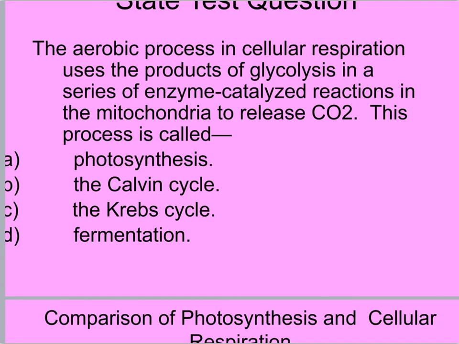The aerobic process in cellular respiration uses the products of glycolysis in a series of enzyme-catalyzed reactions in the mitochondria to release CO2. This process is called... Okay, so this is aerobic. It is in cellular respiration. Okay, and it's using the products of glycolysis, so that tells me it's going to be after glycolysis. Now we should automatically eliminate photosynthesis and Calvin cycle, because those are both parts of photosynthesis. They're not parts of cellular respiration.